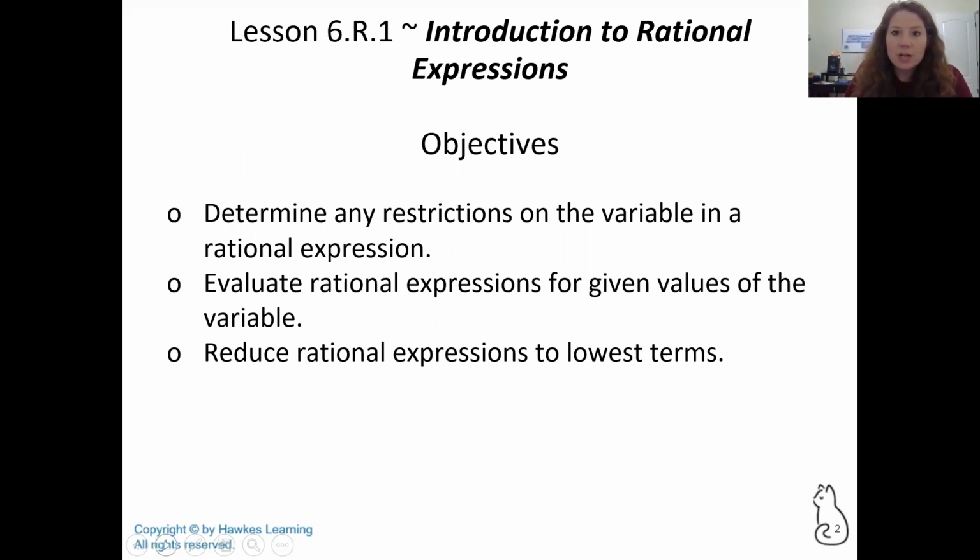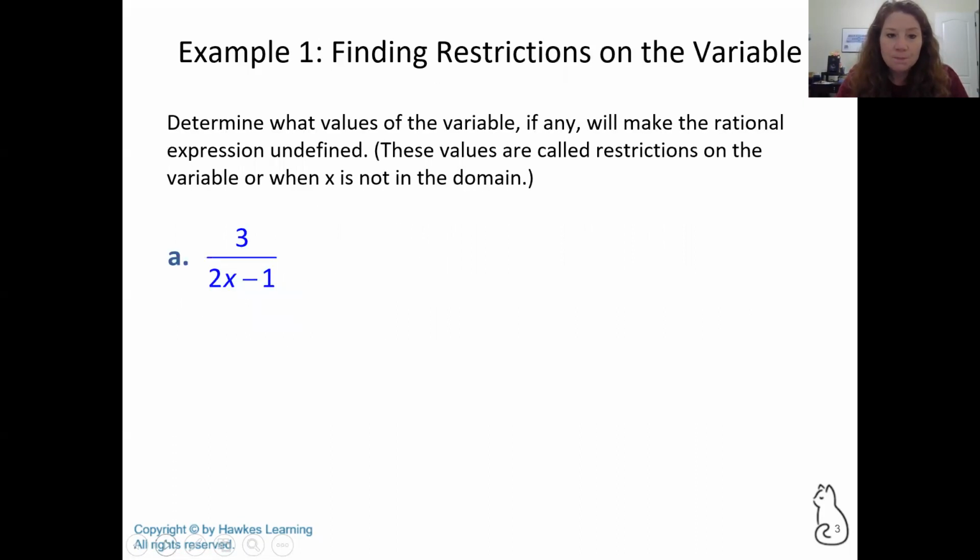So tonight we're going to talk about rational expressions. We're going to determine any restrictions on the variable in a rational expression. We're going to evaluate rational expressions for given values of the variable, and we're going to reduce rational expressions to the lowest terms. So the first thing we're going to do is talk about restrictions.